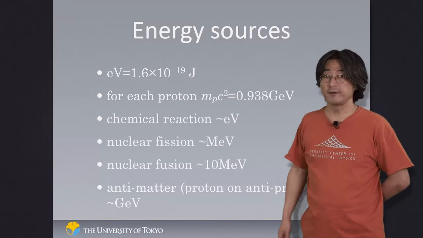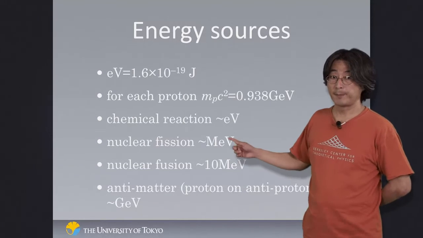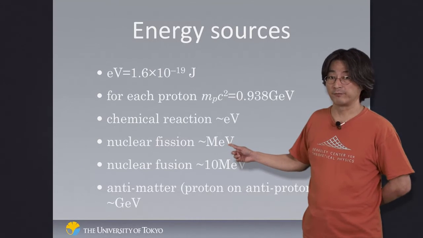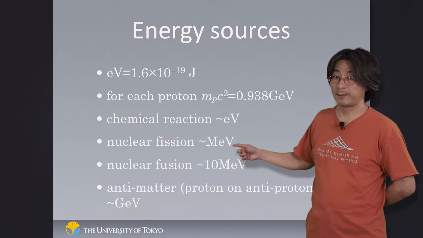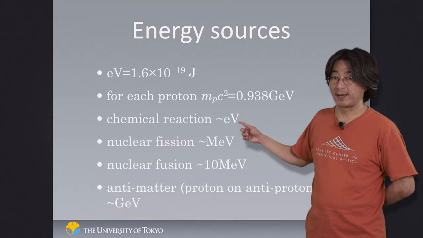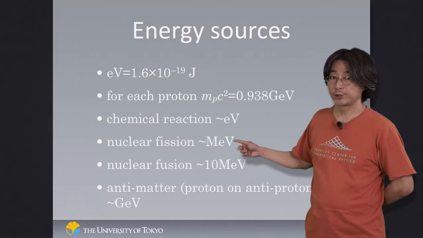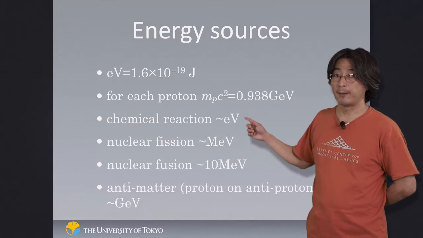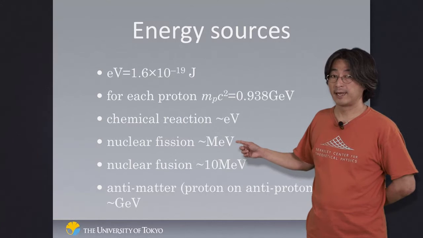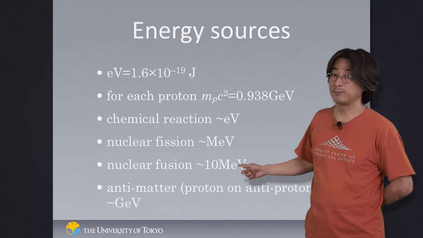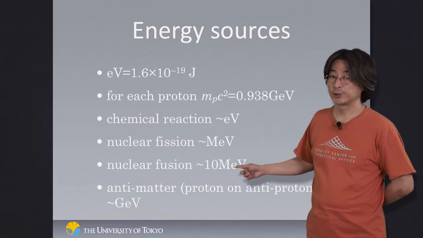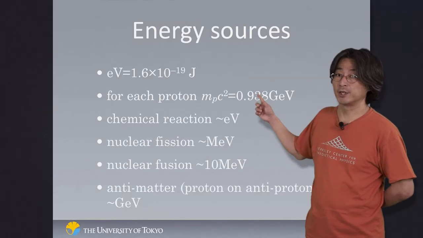If you use nuclear fission reactors, you typically get 1 million electron volt, or MeV. That's about a thousandth of the mass of the proton. This is the billionth, this is a thousandth. So you see that nuclear fission is about 1,000,000 times more efficient than burning fuel. Nuclear fusion might be 10 times more efficient than nuclear fission, so you get 1% of the energy of the mass of the proton.